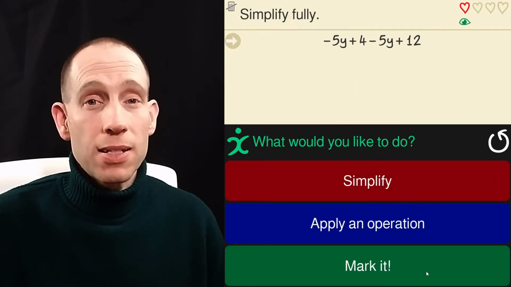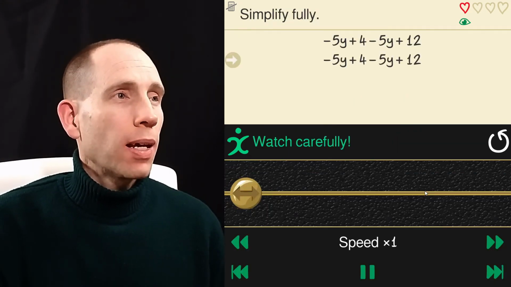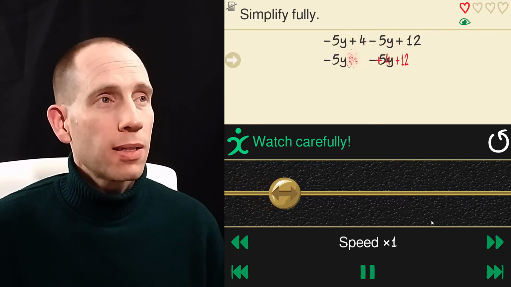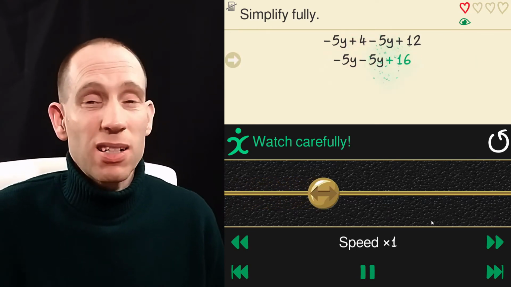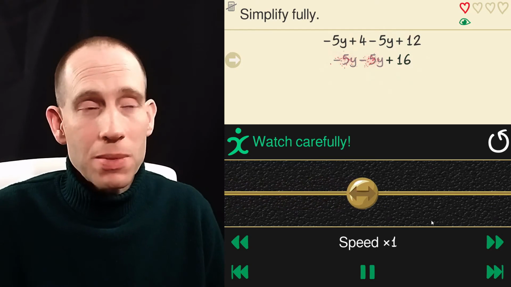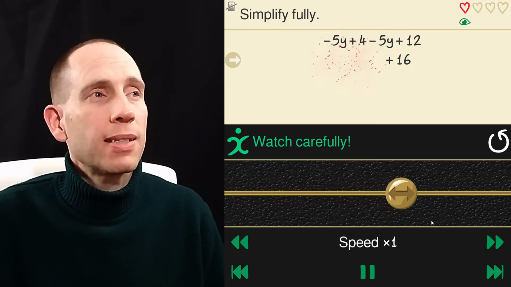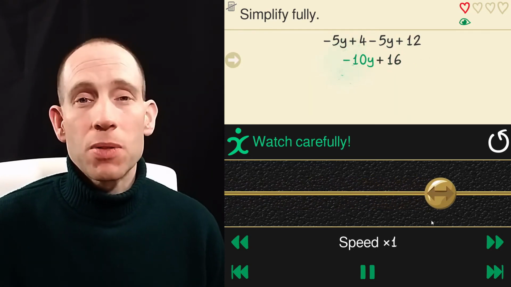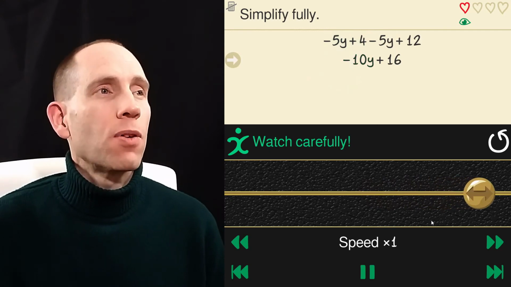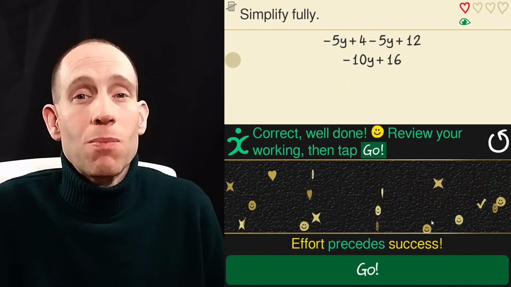Okay, and then this is getting into some practice. So again, we'll watch the animations. Two constant terms can be collected together. That means I'm just doing the sum. I'm summing them together. So that's plus 4 plus 12 is 16. And then the y terms can also be summed together. Minus 5y, minus 5y is going to be minus 10y.